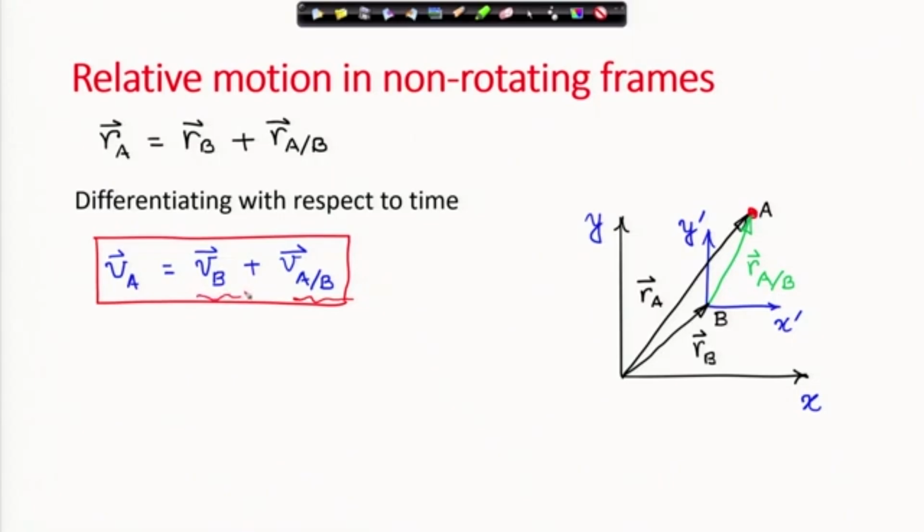V_B is the velocity of the observer B, and V_A is the velocity of particle A. The velocity of particle A is in the absolute frame, the xy frame. The velocity of particle B is also in the xy frame, the absolute frame, but the velocity of A relative to B is in the local frame x prime y prime, which observer B is observing. An observer sitting at the origin of the xy frame will measure the velocity of A, V_A, and the velocity of B, V_B, but the velocity of A relative to B is measured by an observer sitting at B.